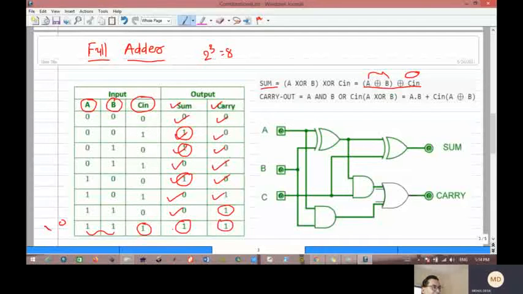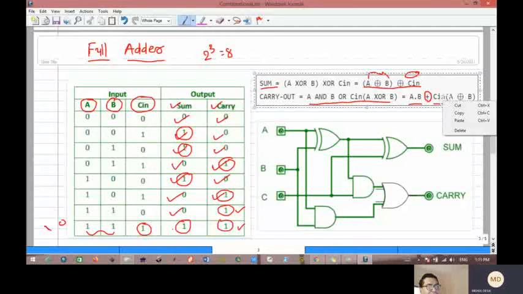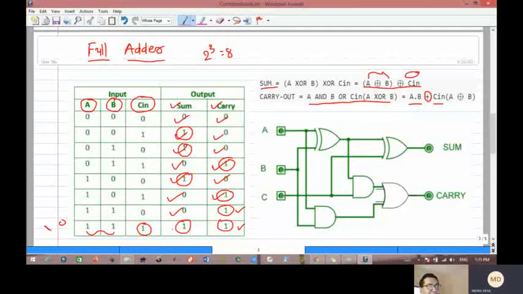Now similarly for the carry, here we get the 1, here 1, this one, and this one. And based on that, whatever the inputs are there, we have to write the Boolean expression of it and simplify that Boolean expression. Finally, we get the Boolean expression A and B, OR, Cin. Here dot means multiplication, means ANDing operation, and this is XORing operation.